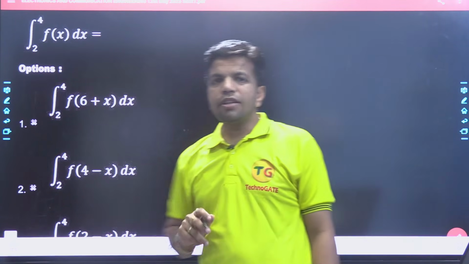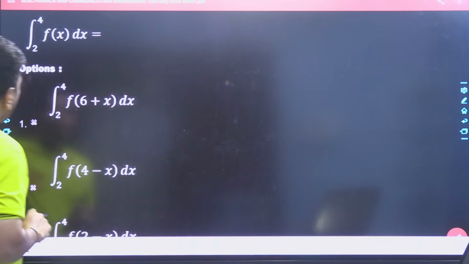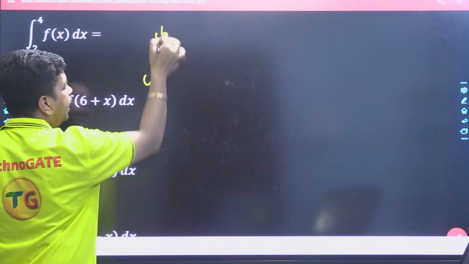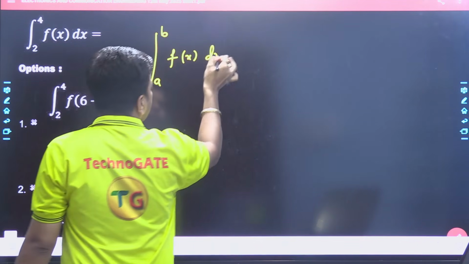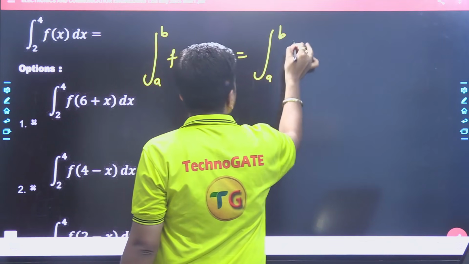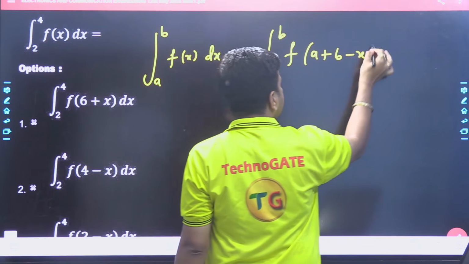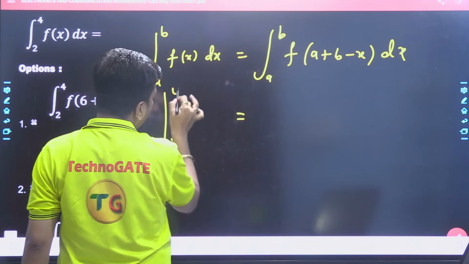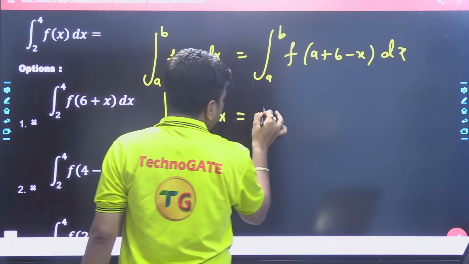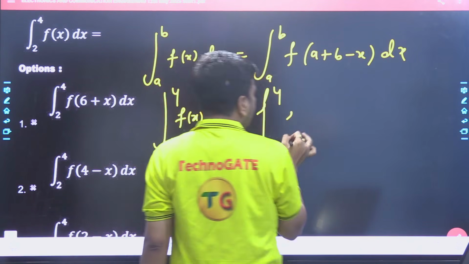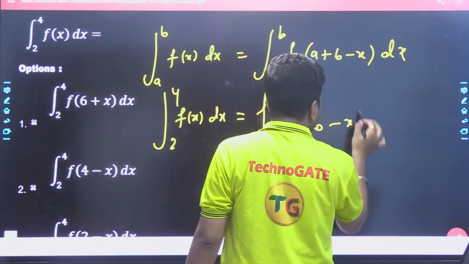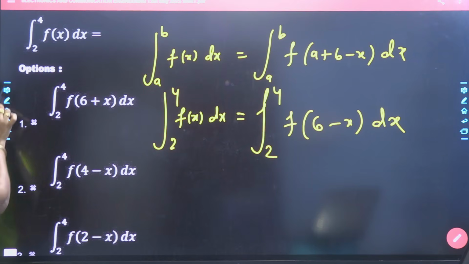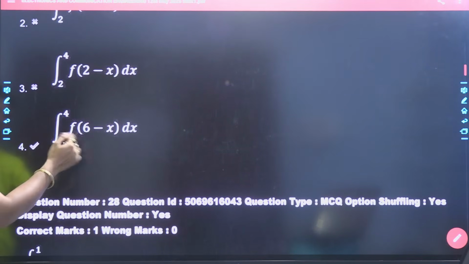Now see, next question: integration from 2 to 4 of f(x). Can we say, simply recalling the identity, that the integral from a to b of f(x) dx is always equal to the integral from a to b of f(a + b - x) dx? So the integral of f(x) dx from 2 to 4 is equal to the integral from 2 to 4 of f(2 + 4 - x) dx, that is f(6 - x) dx. So we can go with the last option, D. You can see D is your answer.